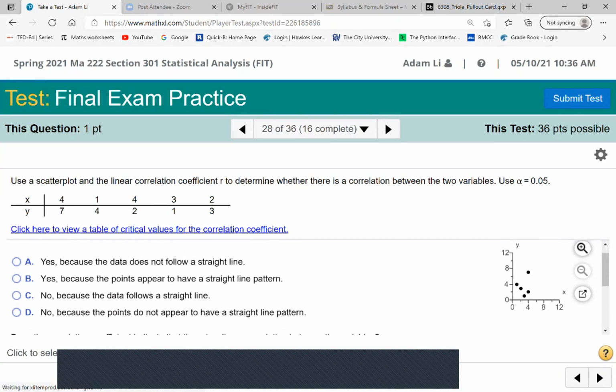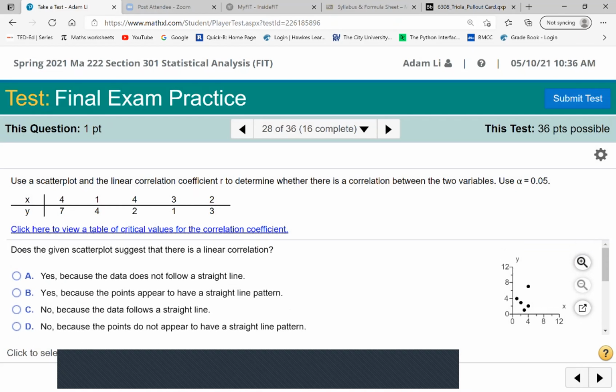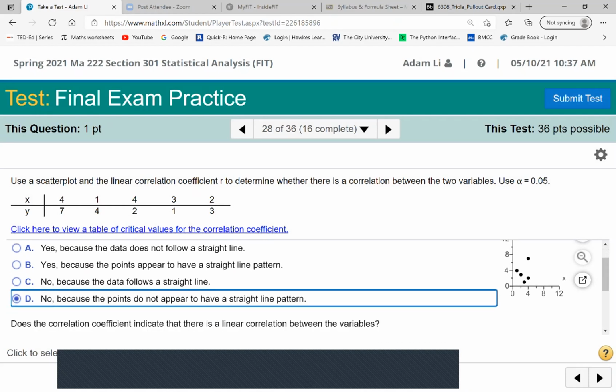Straight line pattern. Yeah, so given the scatter, does it suggest there's a linear correlation? I don't think so, right? Because it's a very, very vague linear correlation, and the points do not appear to have a straight line pattern.